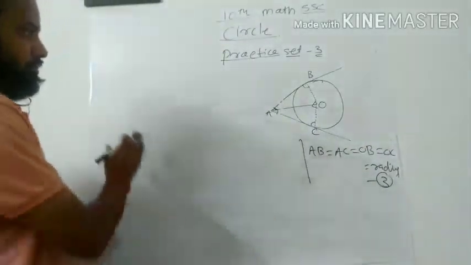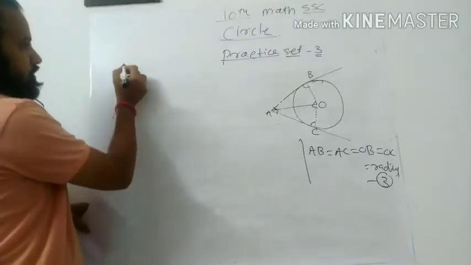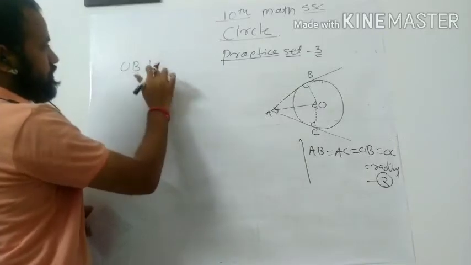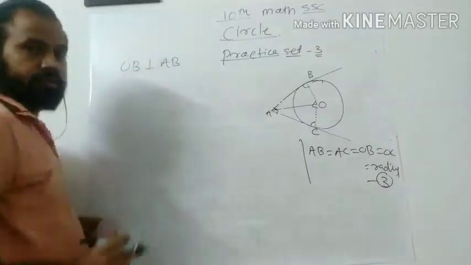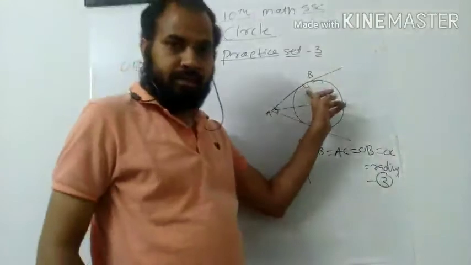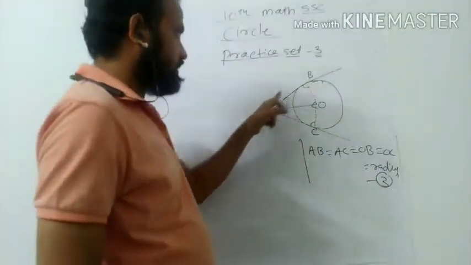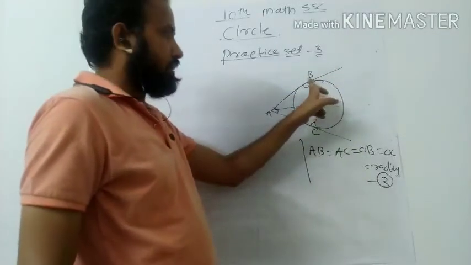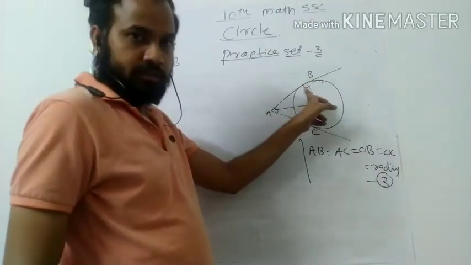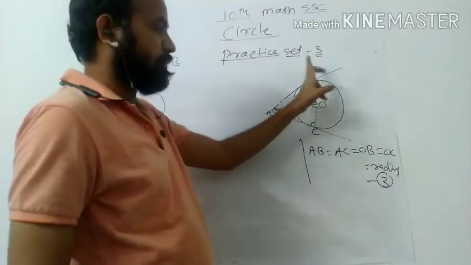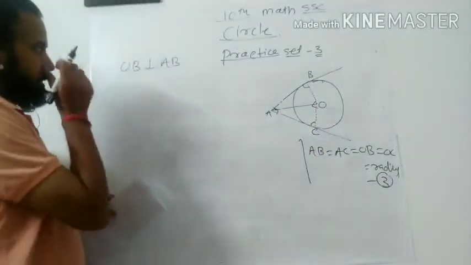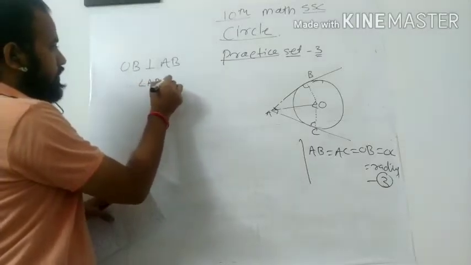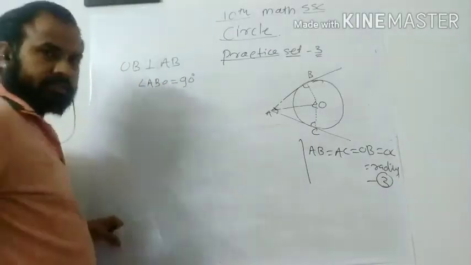Now if we see, this OB is perpendicular to AB. Why? Because again the tangent segment theorem is there, isn't it? This tangent touches the circle at point B, so it will create 90 degrees at this point, isn't it? So I can say that this OB is perpendicular to AB, therefore angle B, or angle ABO, is a 90 degree angle, isn't it?